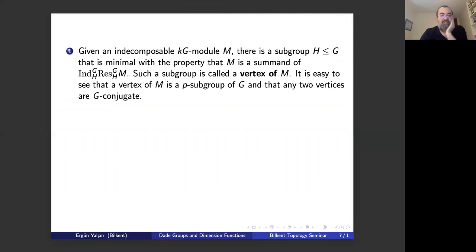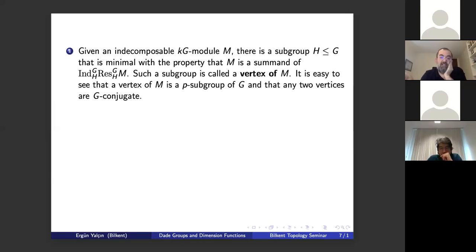But before I talk about Urfer's work, I should say a couple of things about the common terminology about kG modules. So kG modules can be a summand of an induced module from a subgroup, and the smallest such subgroup is called the vertex. The vertex is not unique, but it is unique up to G-conjugation.